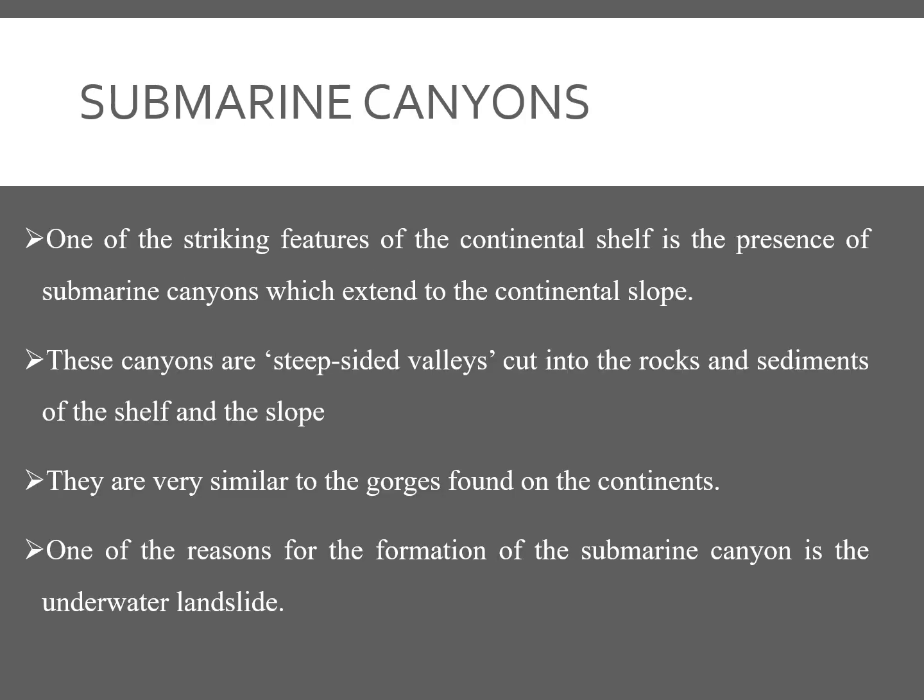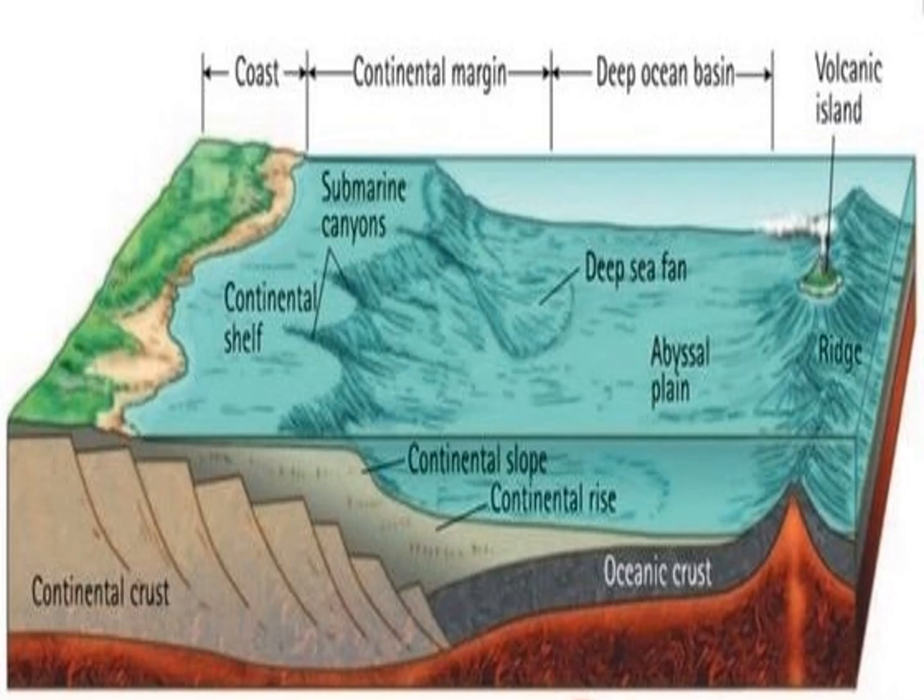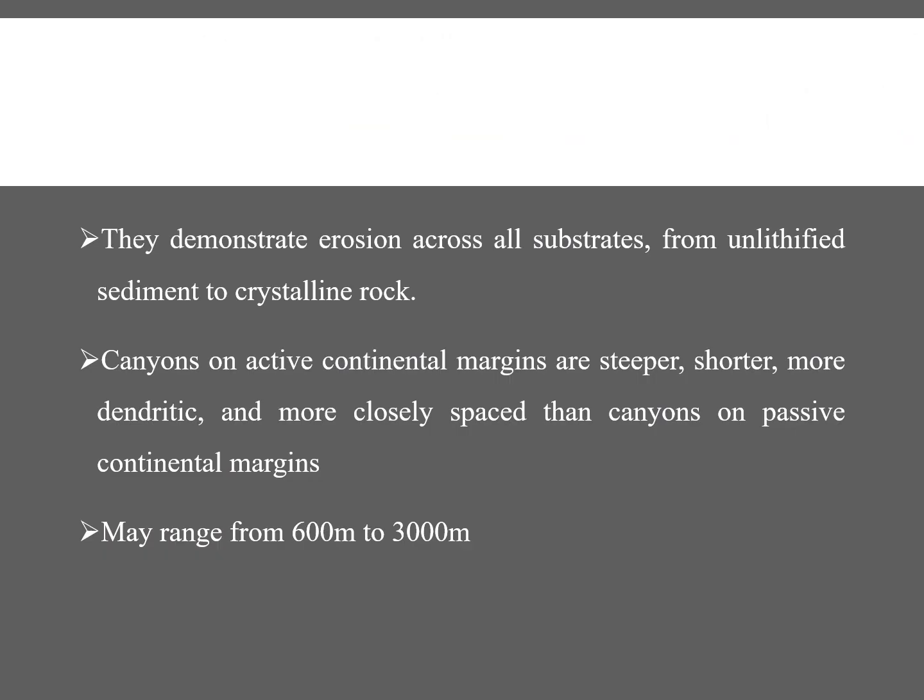Coming to the submarine canyons, one of the striking features of the continental shelf is the presence of submarine canyons which extend to the continental slopes. These are steep-sided valleys cut into the rocks and sediments of the shelf and slope. They are very similar to the gorges found on the continents. One of the reasons for the formation of submarine canyons is underwater landslides. This is an image showing the submarine canyons on the continental slope. They demonstrate erosion across all substrates, from unlithified sediment to crystalline rocks.